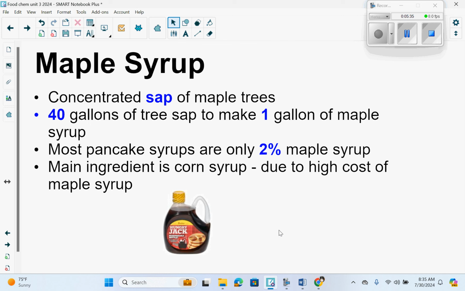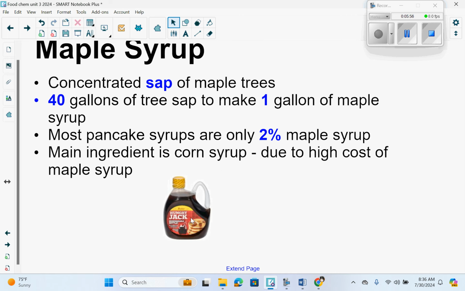Maple syrup. This is the concentrated sap of maple trees. 40 gallons of tree sap is needed to make 1 gallon of maple sugar. So this is why most of the pancake syrups on the shelves are only 2% maple syrup. The main ingredient is corn syrup due to the high cost of the real maple syrup. So sorry, your syrup is actually not quite maple syrup. It's just really, really expensive. So this has corn syrup as the main ingredient.